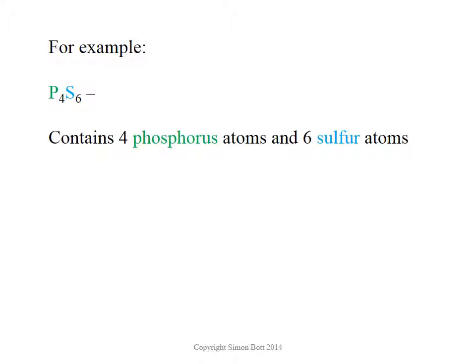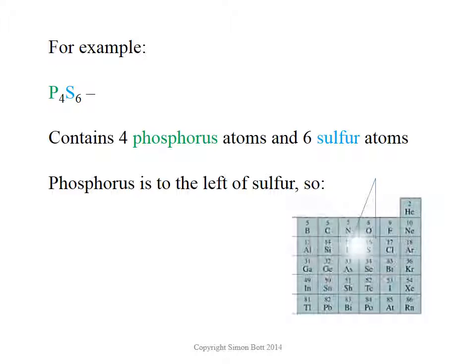So P4S6, look at that formula. It contains 4 phosphorus atoms and 6 sulfur atoms. First thing we've got to decide is which order we're going to list the phosphorus and the sulfur. It doesn't necessarily relate to the formula there, although in this case, as you'll see, it does. Phosphorus is to the left of sulfur on the periodic table. There's phosphorus, there's sulfur, so therefore phosphorus will be atom 1, sulfur will be atom 2. Phosphorus we use its straight name, sulfur we turn to the ide form, so therefore this is some kind of phosphorus sulfide.